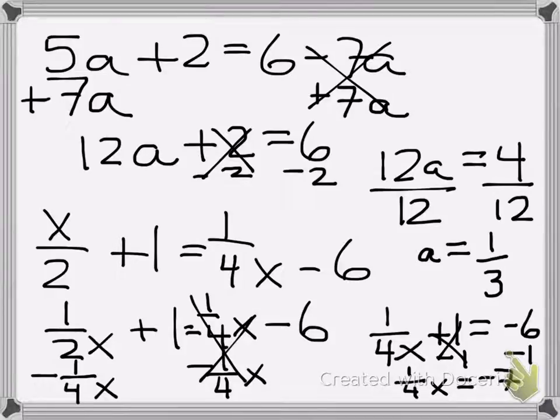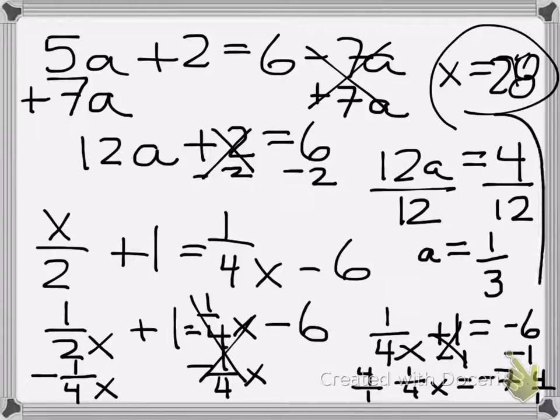And to cancel out a fraction next to the variable, I'm going to multiply by the reciprocal. So 4 over 1 on each side. So negative 7 times 4 is 28, and 28 divided by 1 we don't have to write, so we would have x equals 28. I ran out of room here, so that came from there.